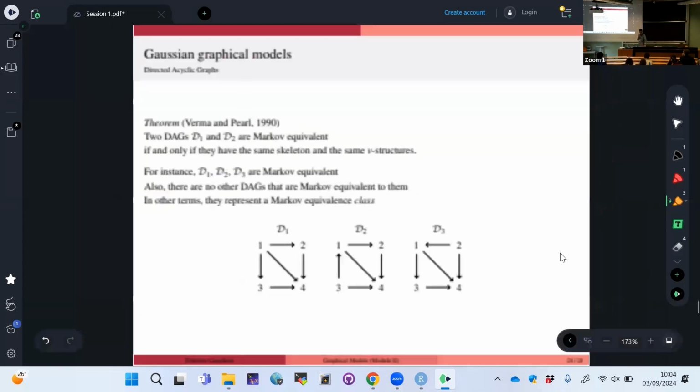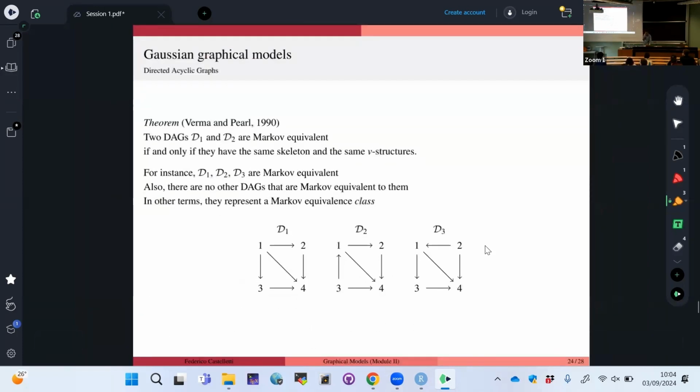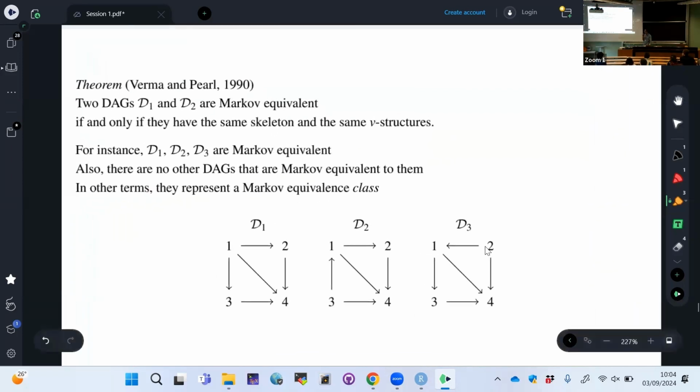Just remember this notion. Another notion I want to recap is the representation of a Markov equivalence class of DAGs. There are criteria to establish if DAGs are Markov equivalent. One possibility is to check the skeleton, the underlying undirected graph, what you obtain if you don't care about the orientation of the edges, and the set of V structures. You remember what a V structure is? Yes.